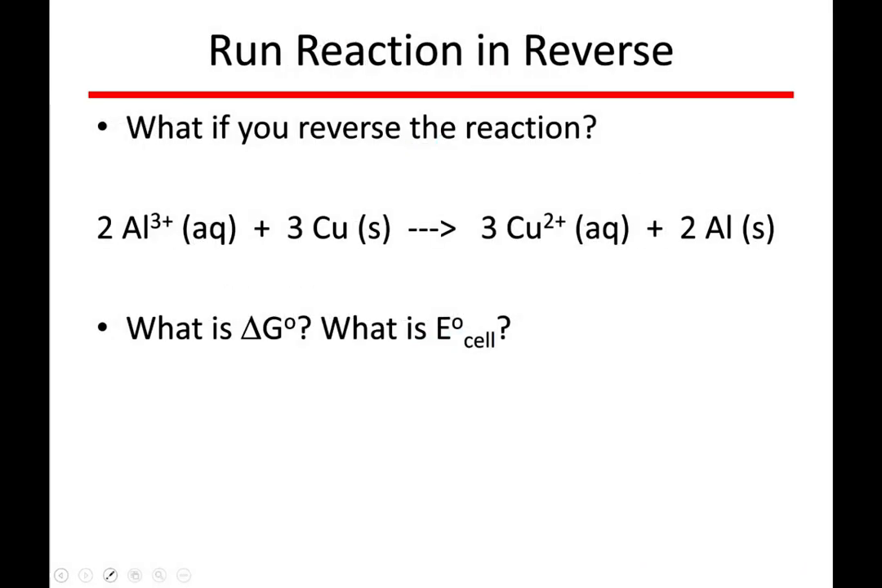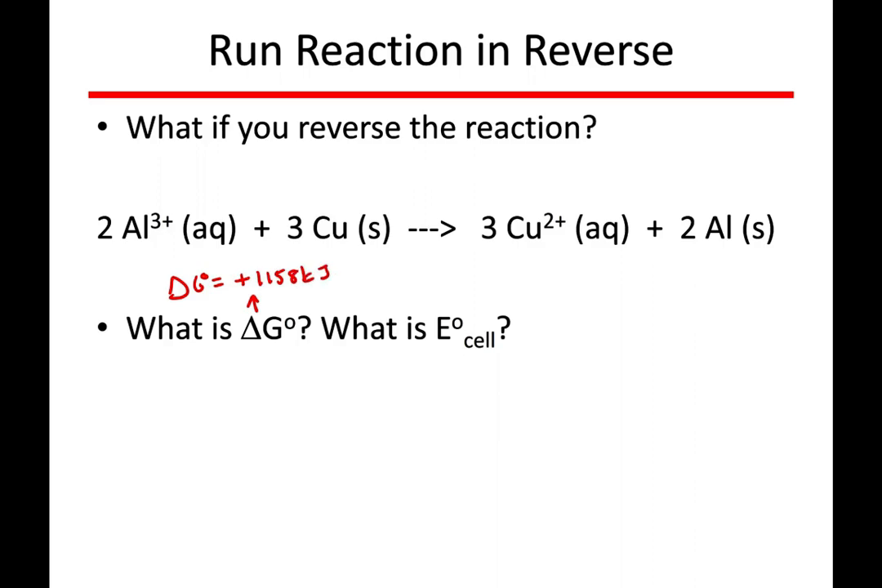Lastly, we could think about what would happen if you were to reverse the reaction, and we'll talk about why that would be an important thing for us to do in just a moment. So 2Al3+ plus 3Cu solid going to 3Cu2+ and 2Al solid. So if you reverse the reaction, that's going to change the sign of delta G standard. So the delta G standard will now be positive 1158 kilojoules.